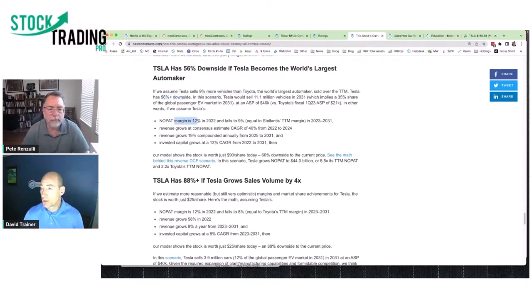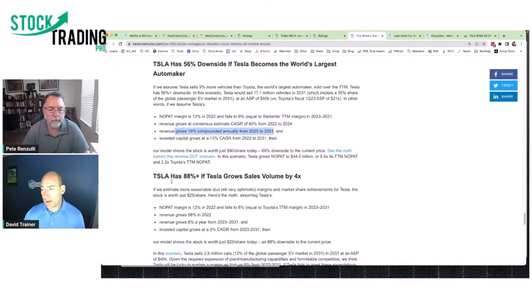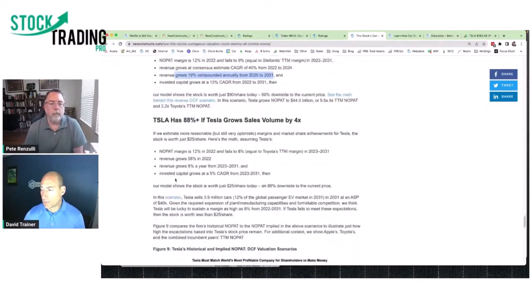And here we show margins go to 12, and then they fall to where Stellantis is. They still grow revenue at consensus at 40%, and then 19% compounded annually through 2031, and invested capital, again, very low. Keep in mind, revenue growth compounded at like 19% for long periods of time is almost unheard of in any industry, right? And then we have another scenario here, and I'm not going to bore you with the details, but we show them all.